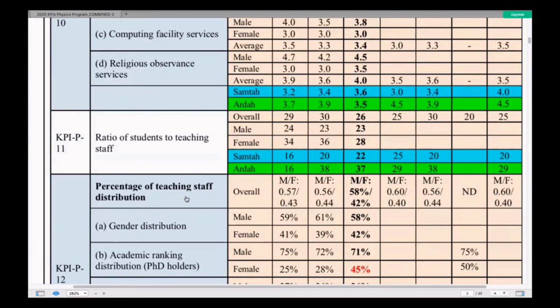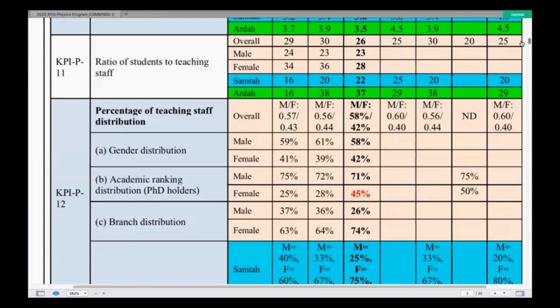Percentage of teaching staff distribution. So you can see here, gender distribution: 58% is male and 42% female. I think it's a good distribution. But for PhD holders, female seems to need improvement compared to the male. And then branch.